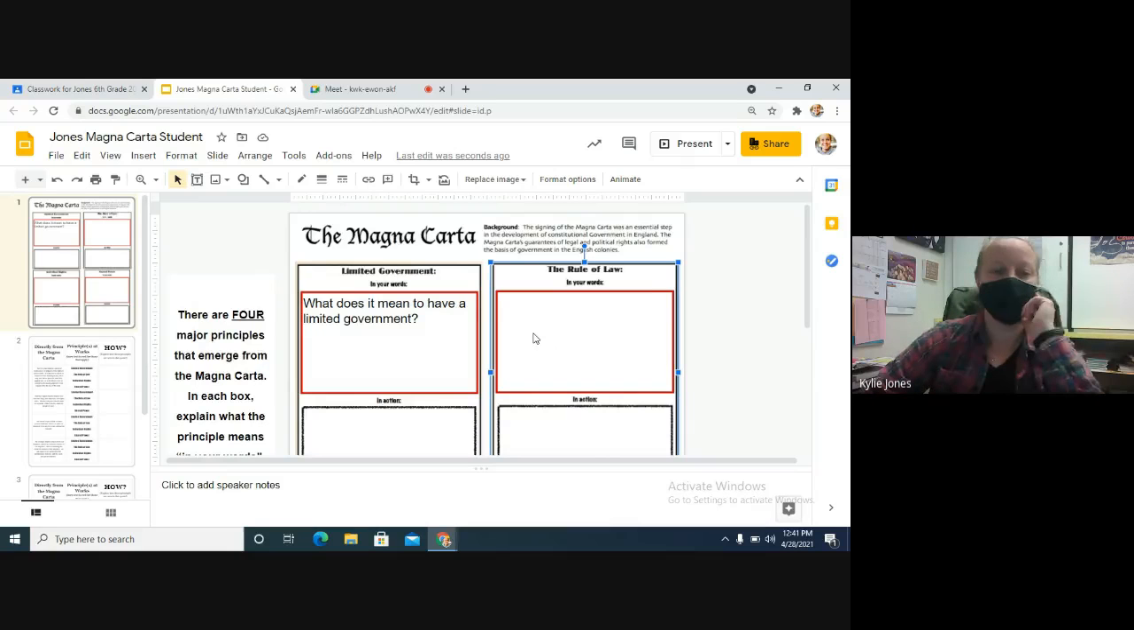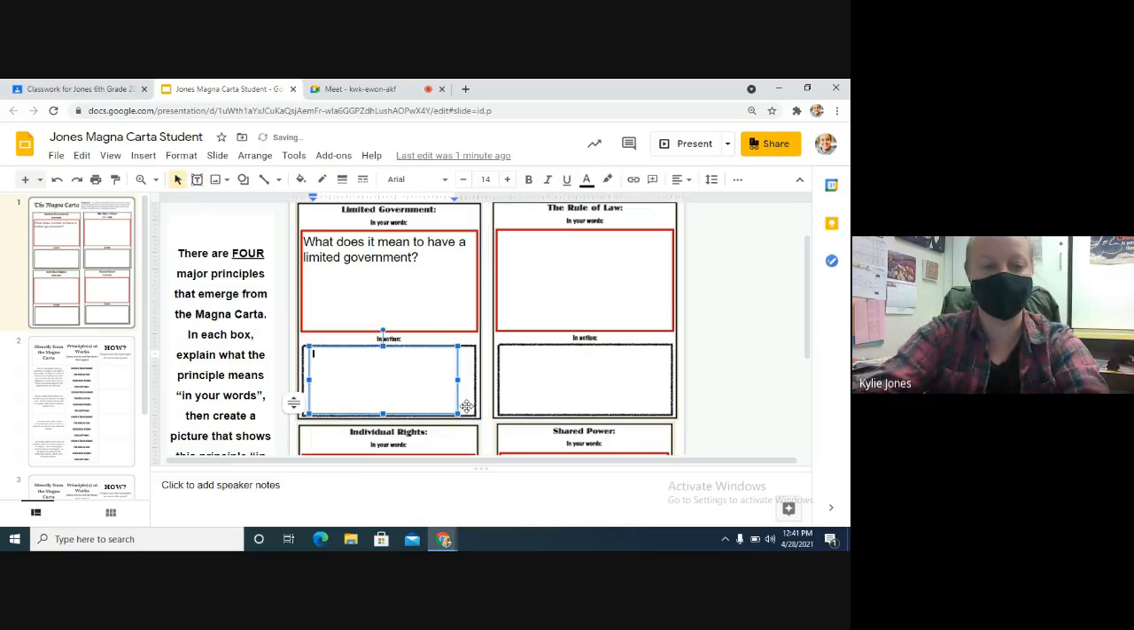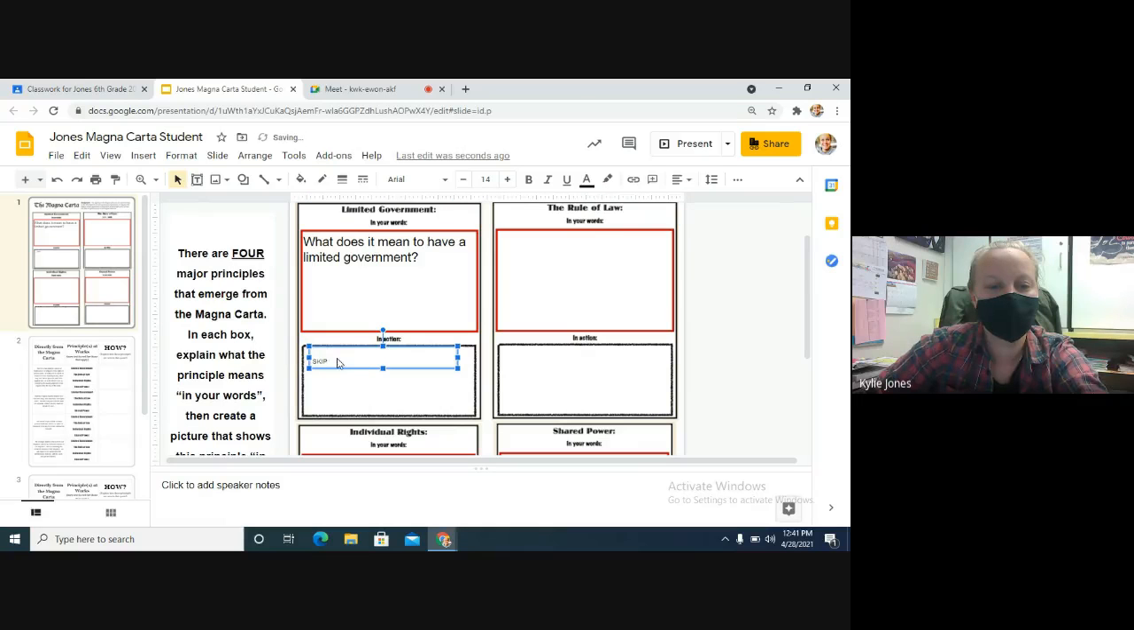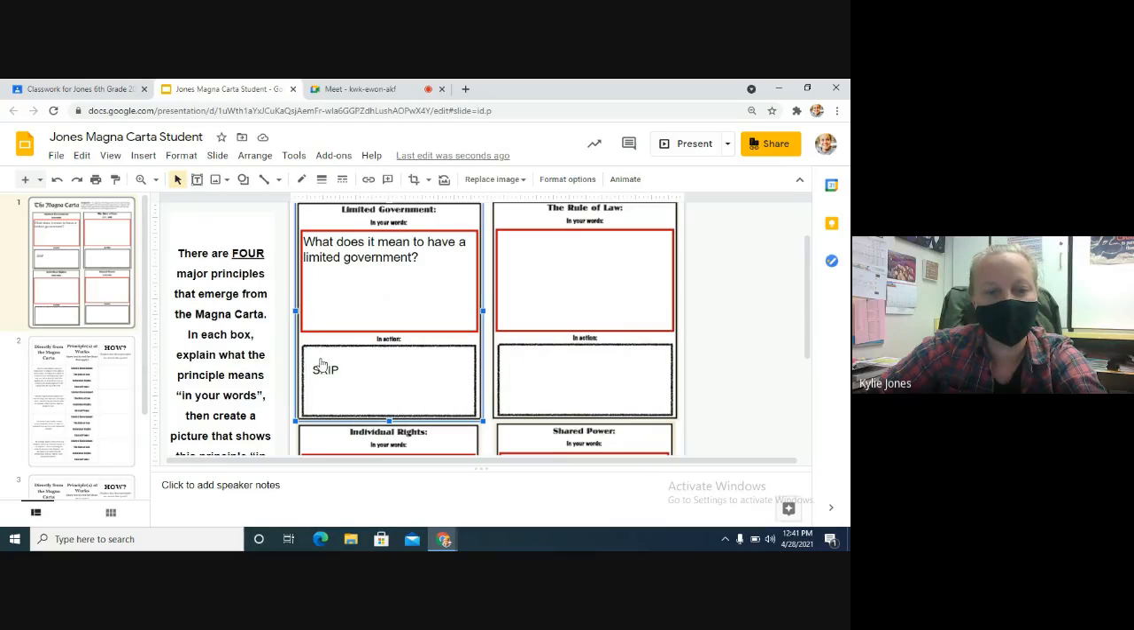Yeah, so after you fill out the red box, the one that says in action, I'm just gonna make a text box and say skip. We're not gonna do that. I don't really know exactly what I want right there, but a picture of what is what I mean. So we are gonna skip all of those ones. So I'm gonna copy and paste this text box and just put it on all of them.